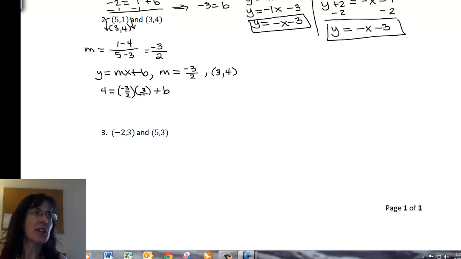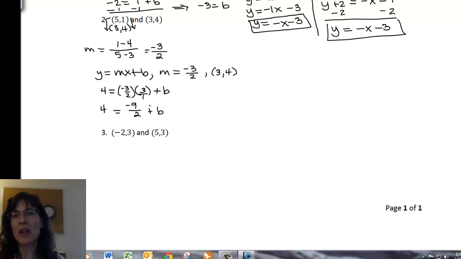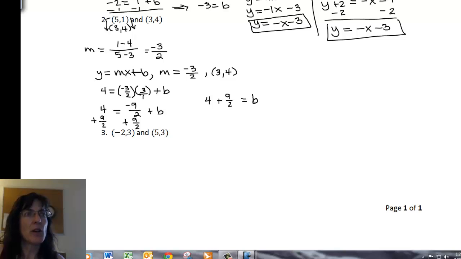And 3 I should think of as 3 over 1, because then I can multiply those fractions. Multiply the numerators, I get negative 9, multiply the denominators, I get a positive 2, plus b equals 4. And then to move that negative 9 halves, I'll have to add 9 halves to both sides. And my next step is going to be 4 plus 9 halves equals b.